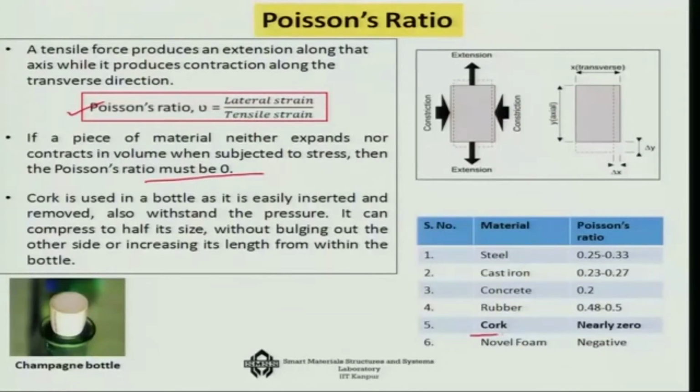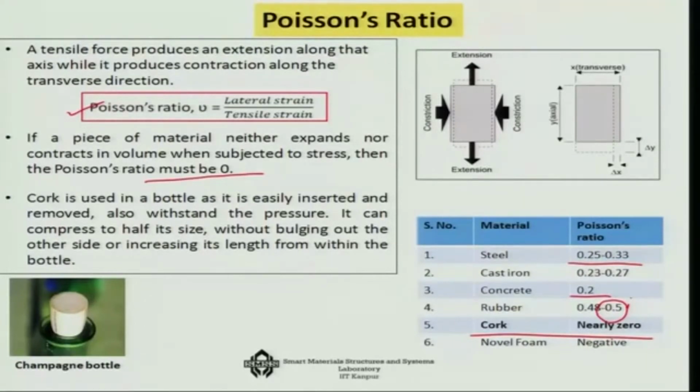In fact, cork's Poisson's ratio is nearly 0. Most of the other materials that you use in day to day experience, for example the metals, have a Poisson's ratio between 0.25 and 0.3, etc. Okay. Concrete has a Poisson's ratio of 0.2, and rubber, as I have just now shown you, has a Poisson's ratio close to 0.5. Can a material have a negative Poisson's ratio?